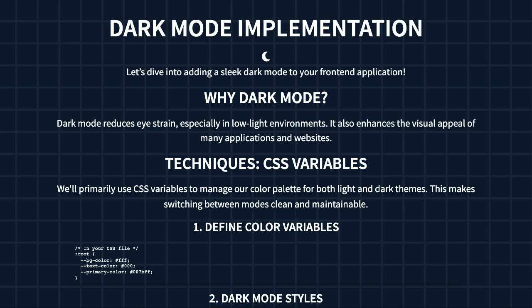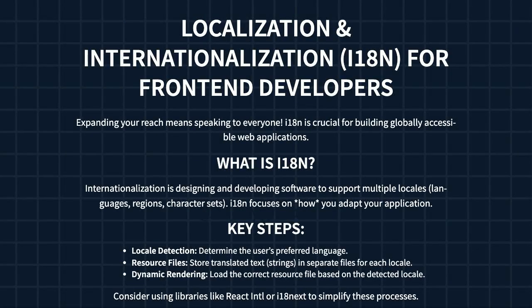Okay, let's talk about making your web apps accessible to a global audience. That's where localization and internationalization, or i18n, comes in. Basically, internationalization is the process of designing your application to be adaptable for different languages and regions. Localization is how you actually do the adaptation. It's about making sure your app speaks to users effectively wherever they are.